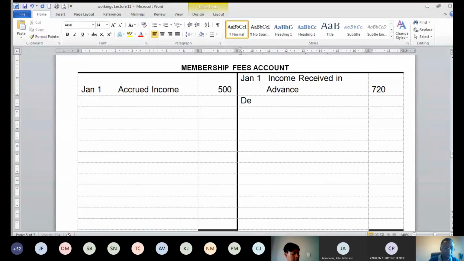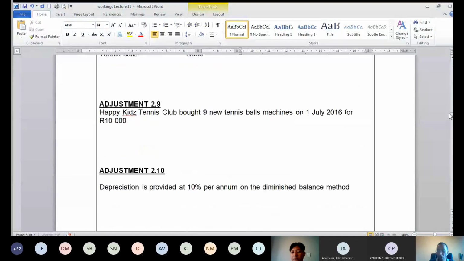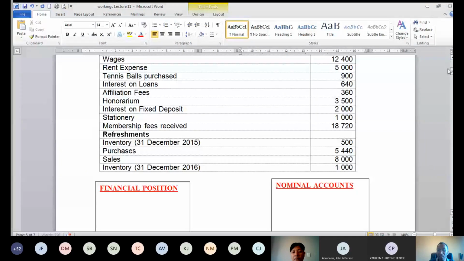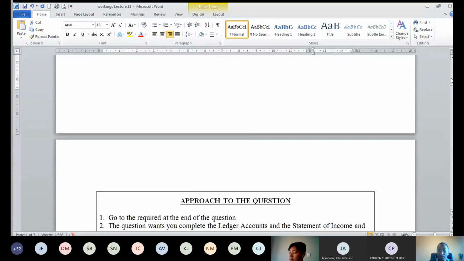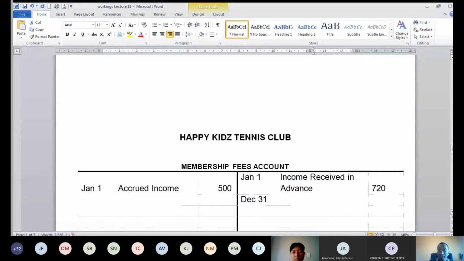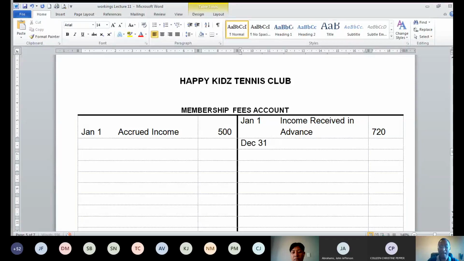In your next step now, on the 31st of December, you must have a look at what is the total amount of membership fees received. So go to your list of accounts, and the membership fees received is the amount of 18,720. So in your membership fees account, you have debited the bank account and you credit your membership fee account with your bank, and the amount is 18,720. That was my step number 2 that I've got for you in your notes.